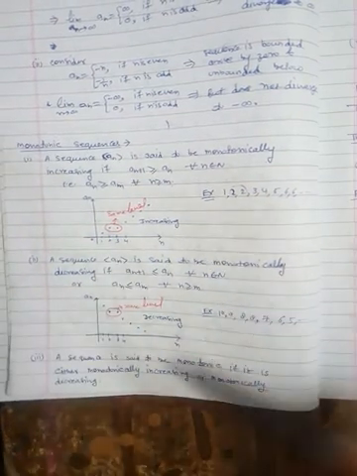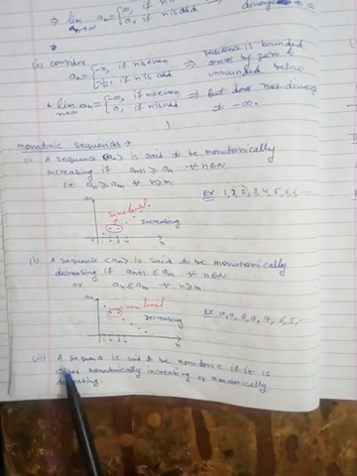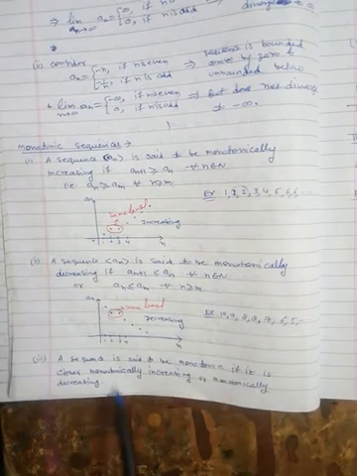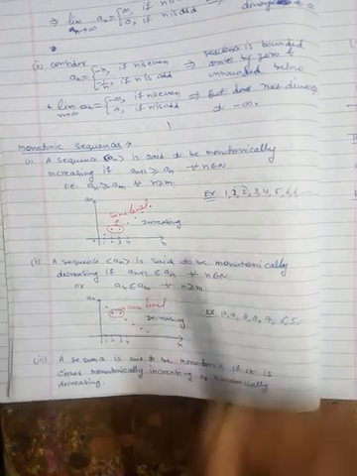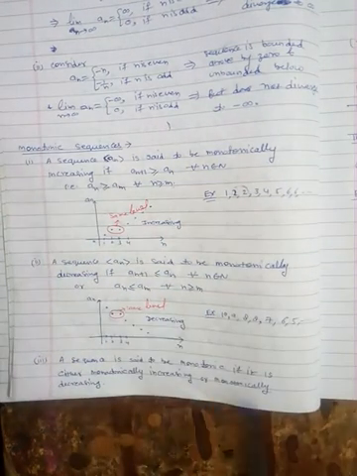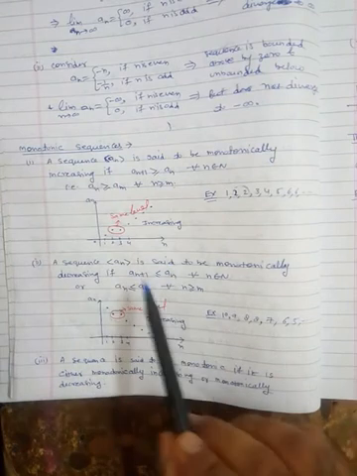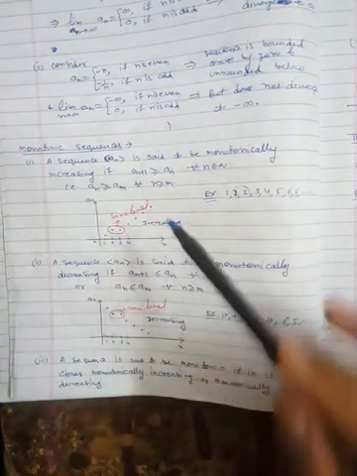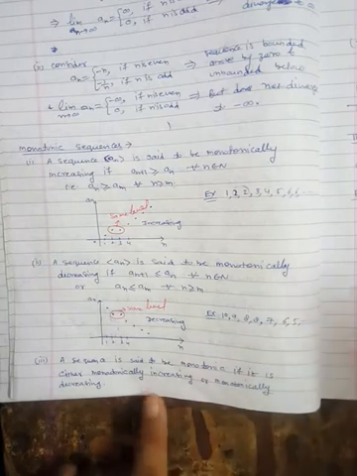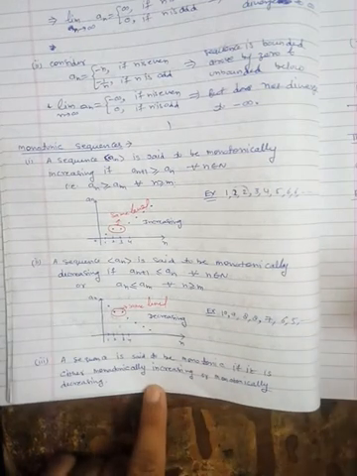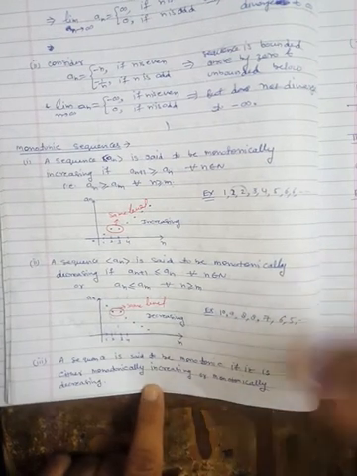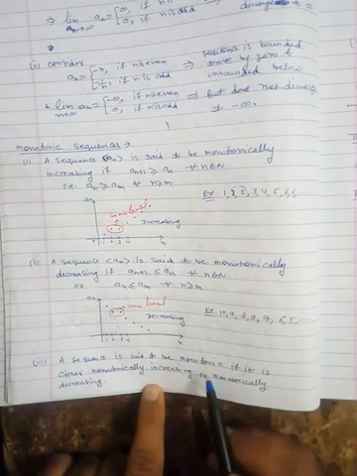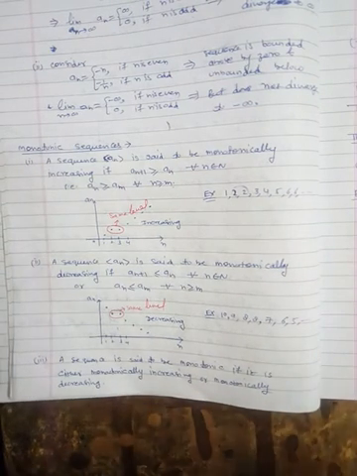Now the third definition: a sequence is said to be monotonic if it is either monotonically increasing, following the first definition, or monotonically decreasing, following the second definition. So if we say that a sequence is monotonic, then it is following either the monotonically increasing pattern or the decreasing pattern.